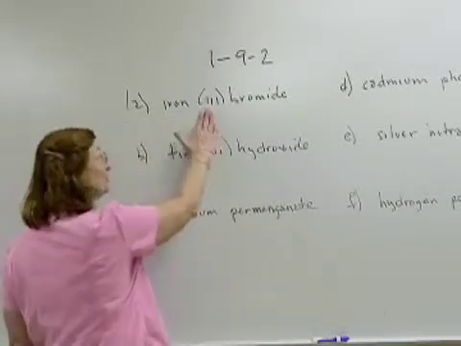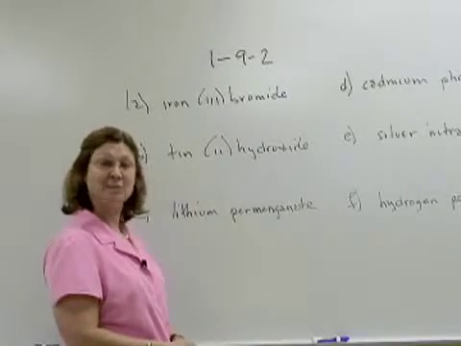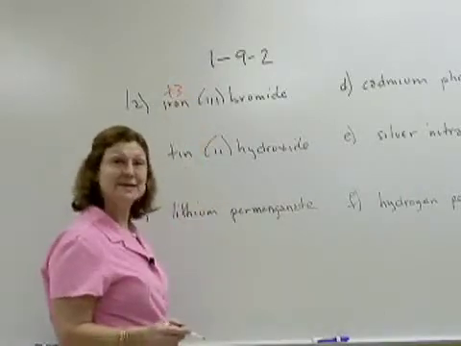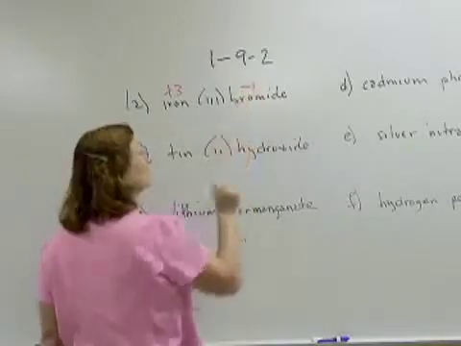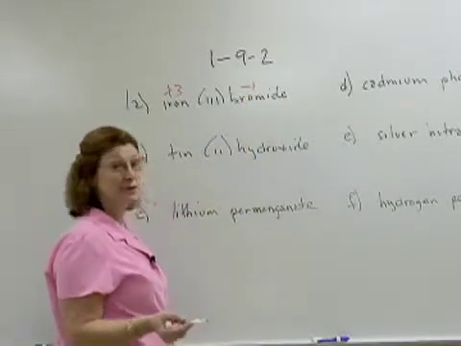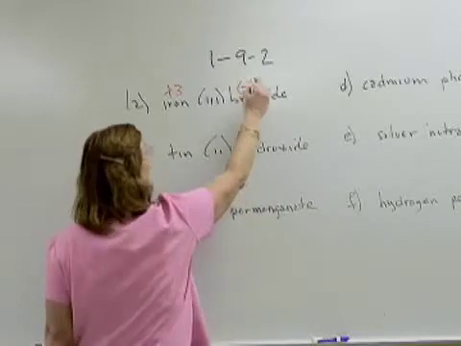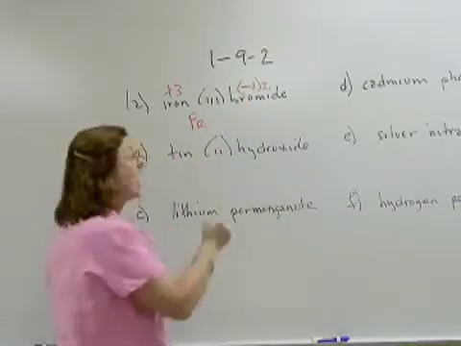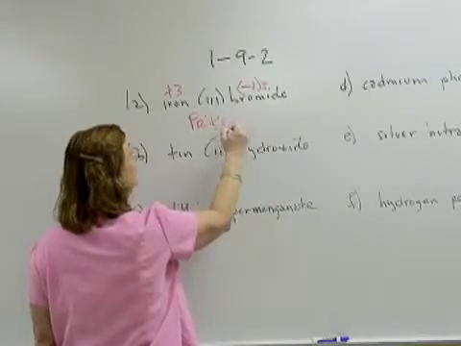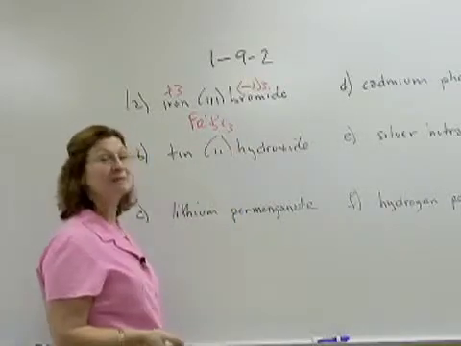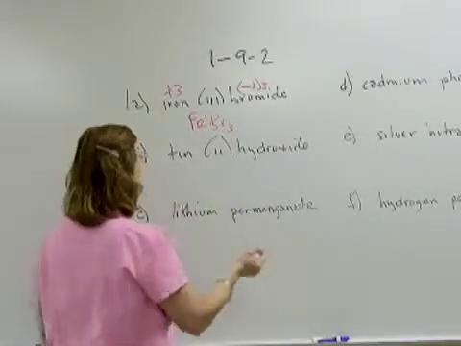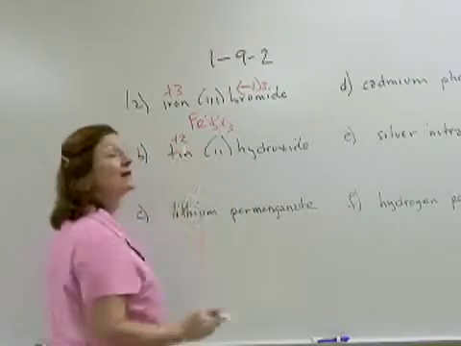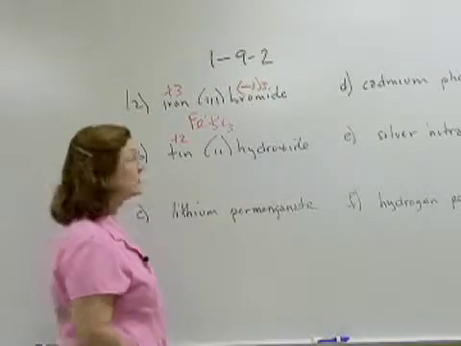Now the Roman numeral 3 is telling me that iron has a +3 charge. Bromine is -1. The lowest common multiple between 3 and 1 is 3. So I need 1 iron, it is already +3, and 3 bromines in order to get to 0. Compounds must be 0.